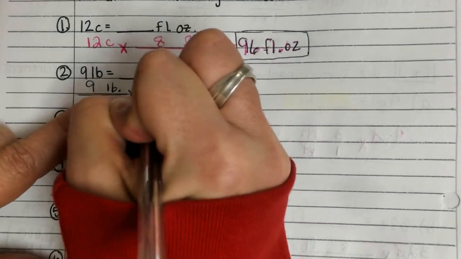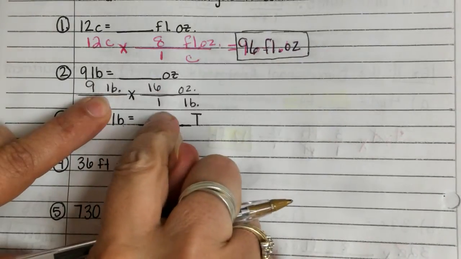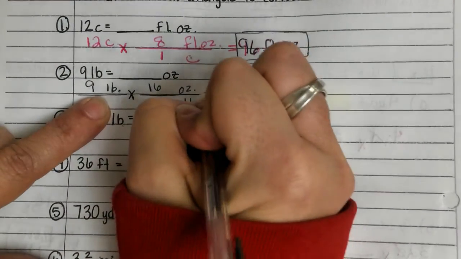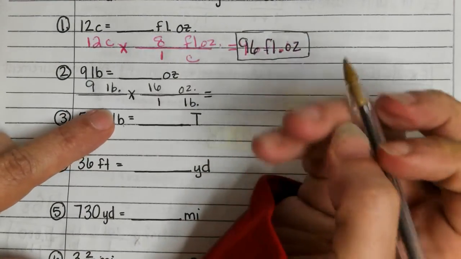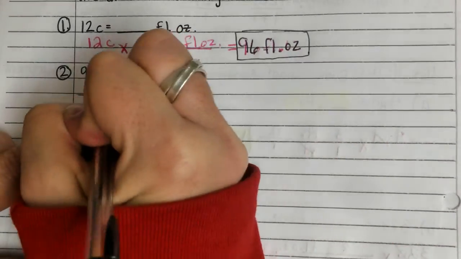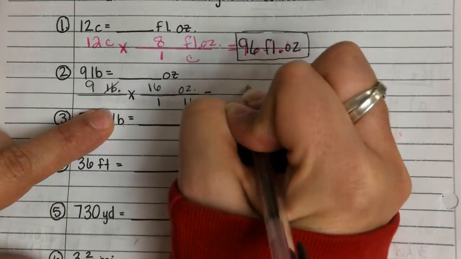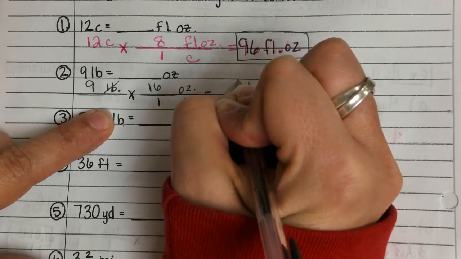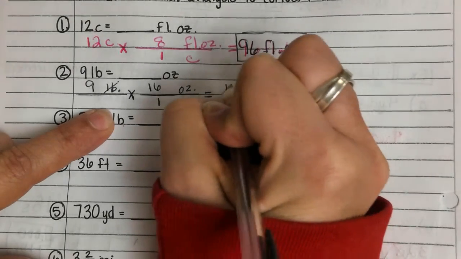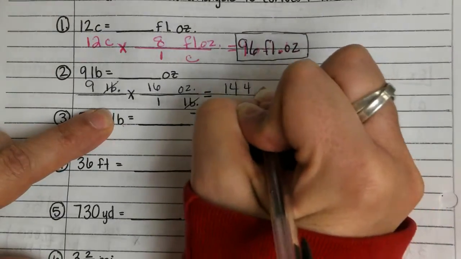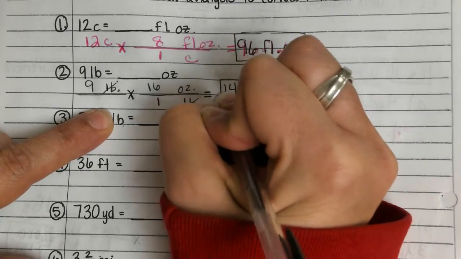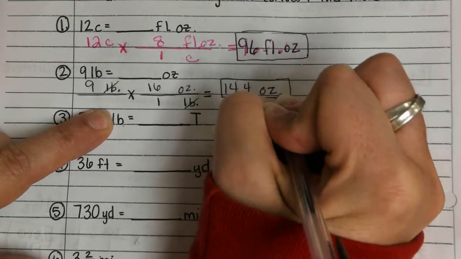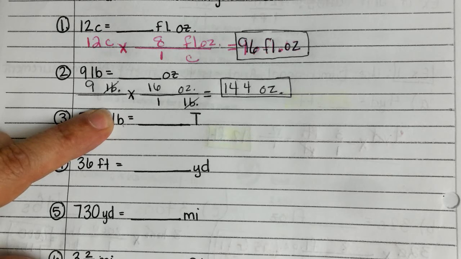So 1 pound is 16 ounces. This part I'm getting off the wall of our measurement chart. LBs go away. 9 times 16, 144 ounces. Okay.